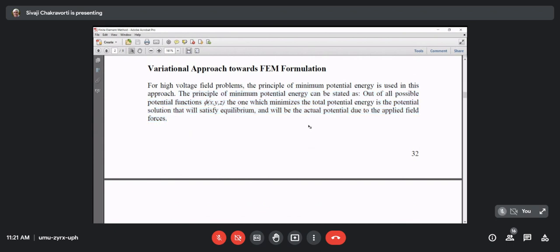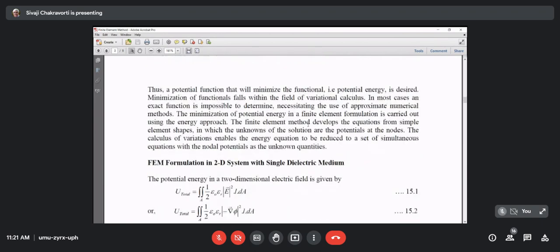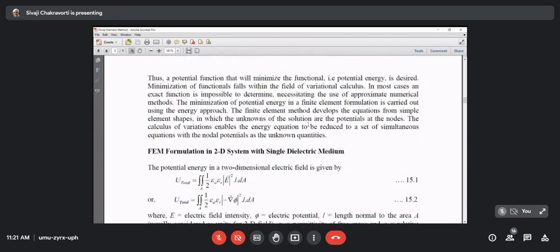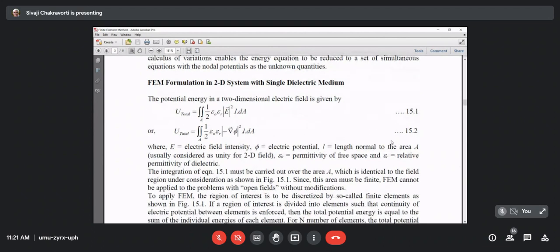So we go for this approach. Now, how do we do it? Well, let us go into the detailed computation, but before that, I hope you all know what is the energy stored in the electric field.